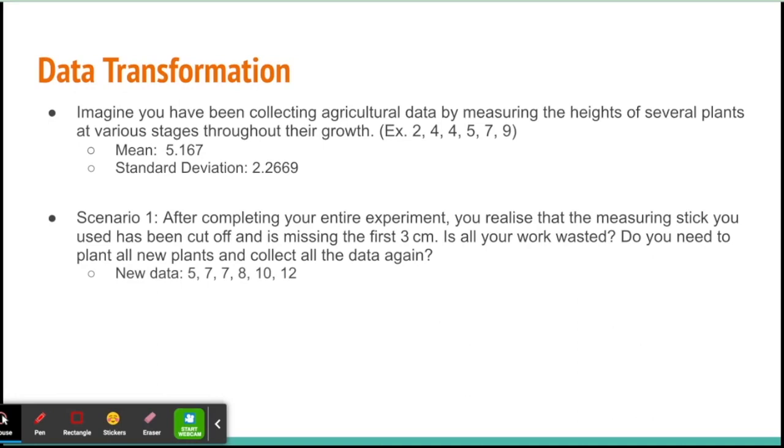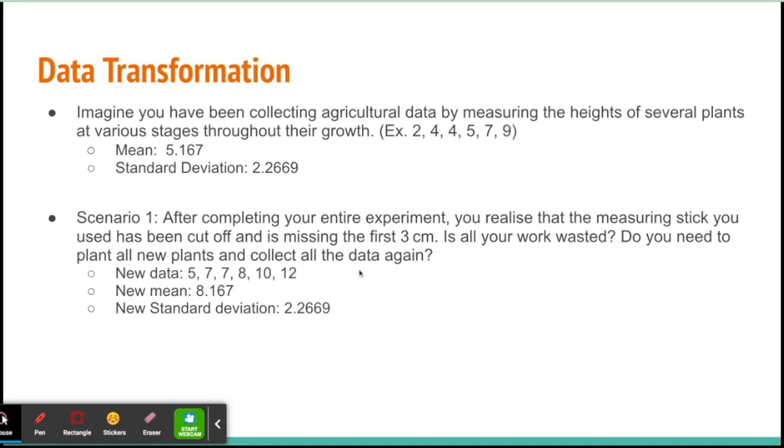Now, if you've done it, you would see that the mean has changed and we're adding 3 to the mean. However, the standard deviation has not changed. And why is that? Well, the distance between each of our data points hasn't changed. So from 5 to 7, we have 2, and from 2 to 4, we also have 2. So since the spread hasn't changed, the standard deviation is going to be exactly the same.